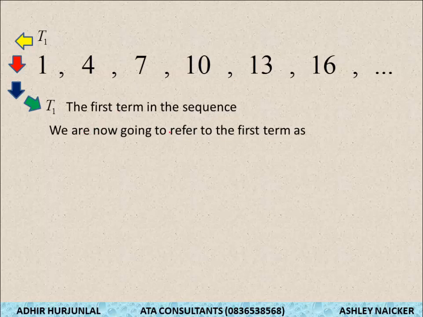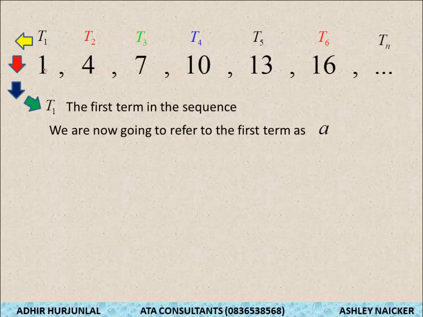We are now going to refer to the first term as A. Guys, this is the symbolic notation for the first term. So whenever I refer to A, remember I'm referring to the first term of the sequence. The second term is called T2, the third term T3, and on and on up to Tn, because this could be an infinite number of terms.